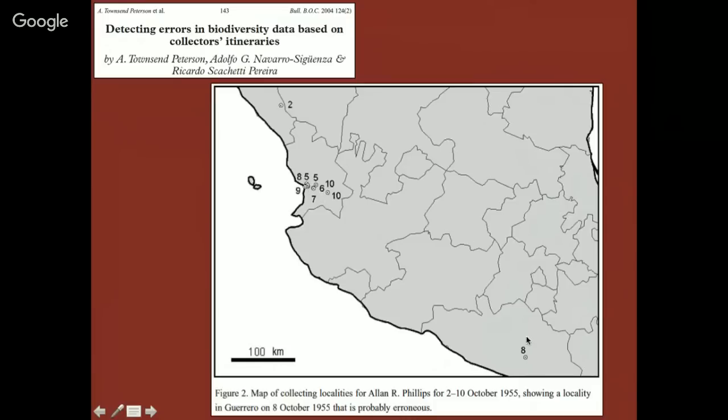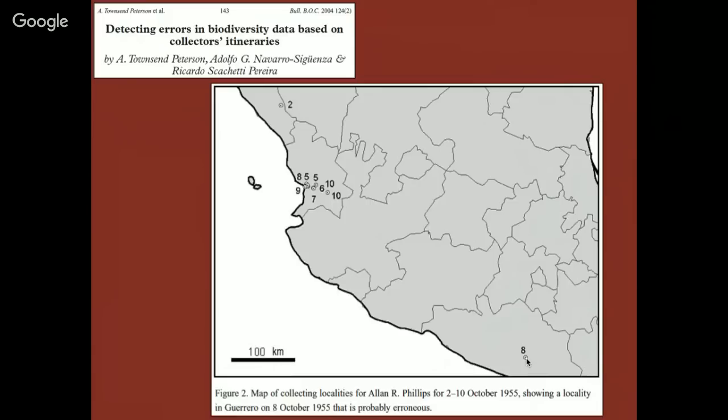But then notice there's this record down in Guerrero, which is a long way away, on the 8th. There's a record in Nayarit on the 8th. So that was either a very quick plane flight, and I guarantee you it wasn't, or it's a problem. It could be a problem with the name of the collector, it could be a problem with the date, or it could be a problem with the locality. Not clear, but definitely worth checking.